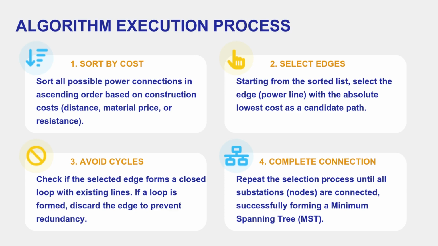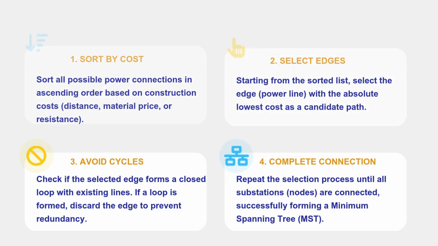Third, avoid cycles. This is the most important part. We must check if the new line creates a loop. If it does, we skip it to avoid wasting resources. Finally, complete connection. We repeat this step until every substation is connected. This creates the minimum spanning tree.